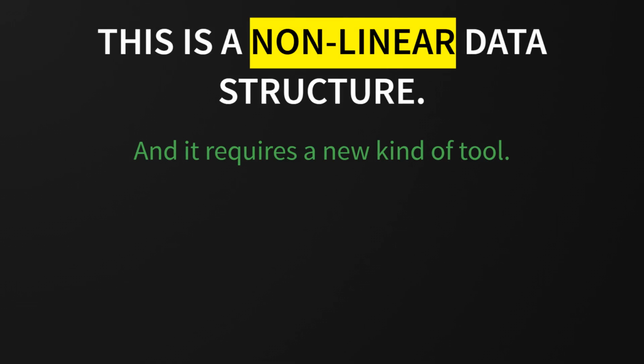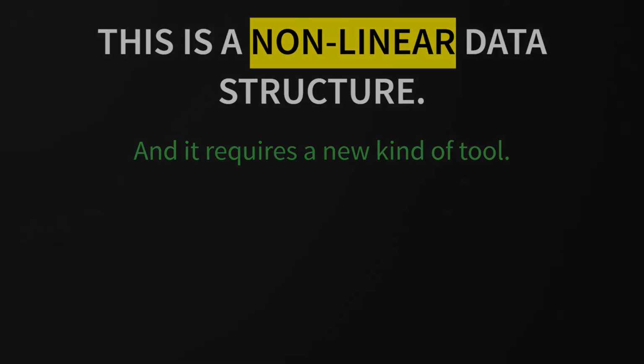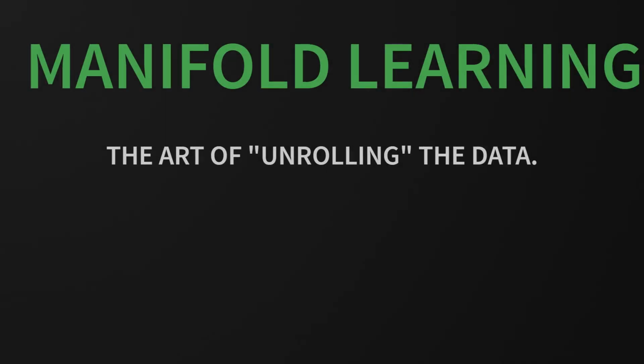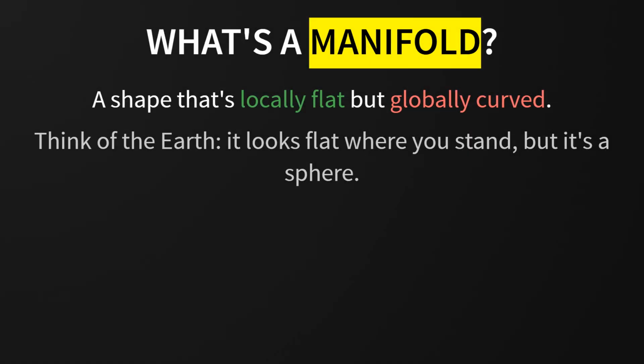To solve this, we need a fundamentally different approach, one that can respect the curve of the data. That new approach is called manifold learning. The core idea is to find and gently unroll these curved data structures back into their natural, lower-dimensional form. So what is a manifold? It's just a mathematical term for a shape that looks flat up close, but is curved on a larger scale. The surface of the Earth is the perfect analogy.